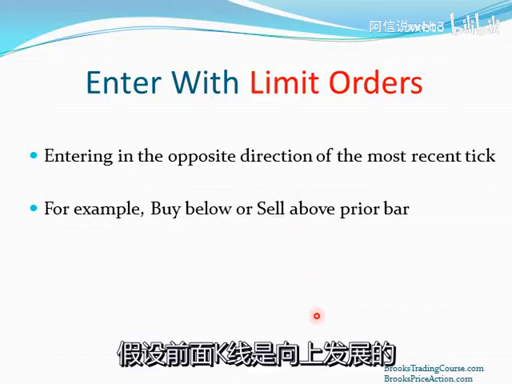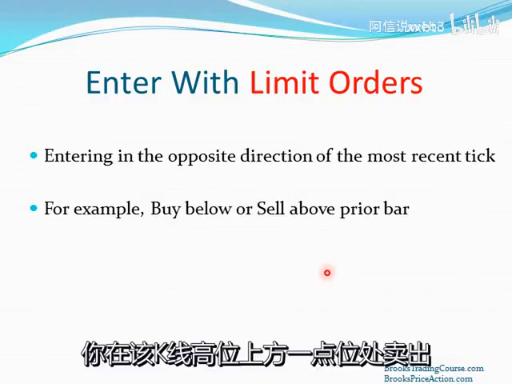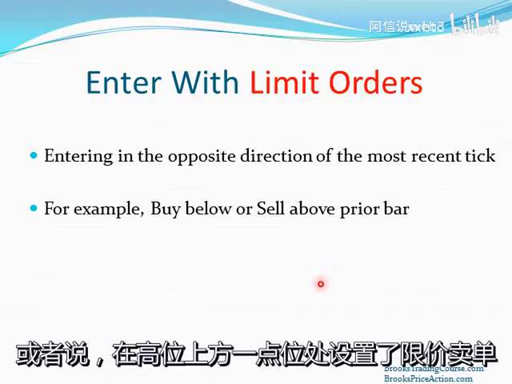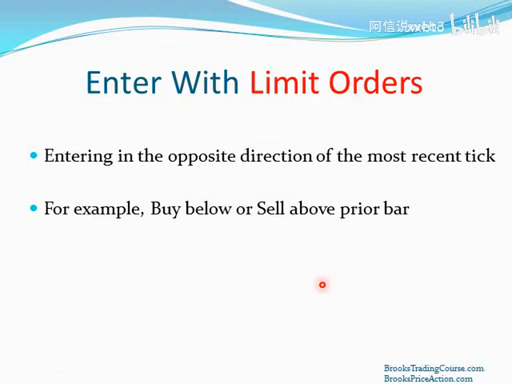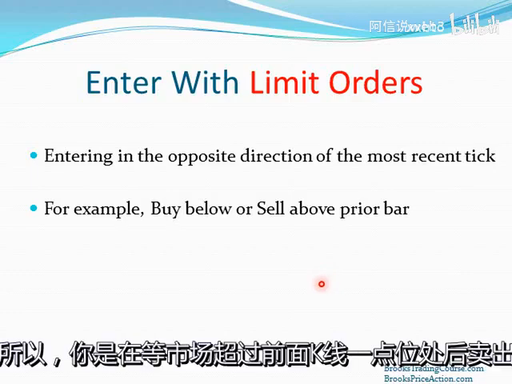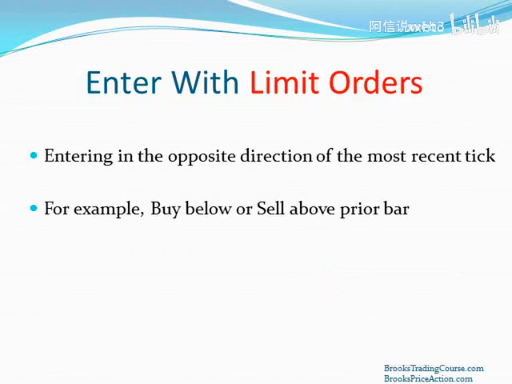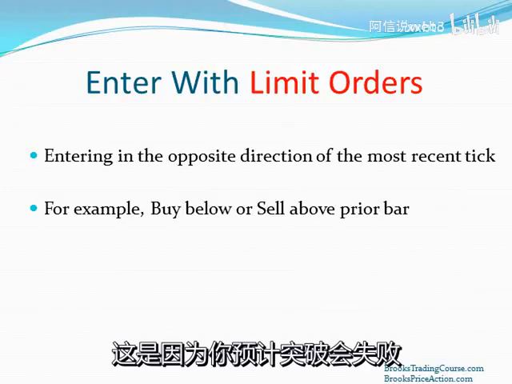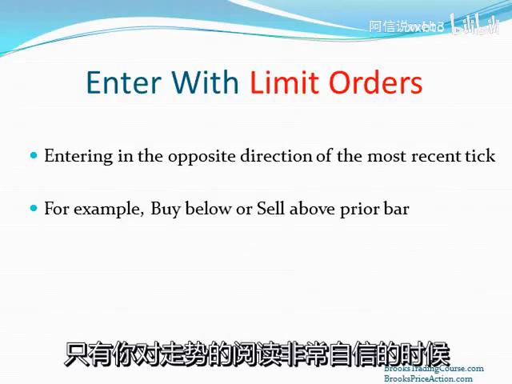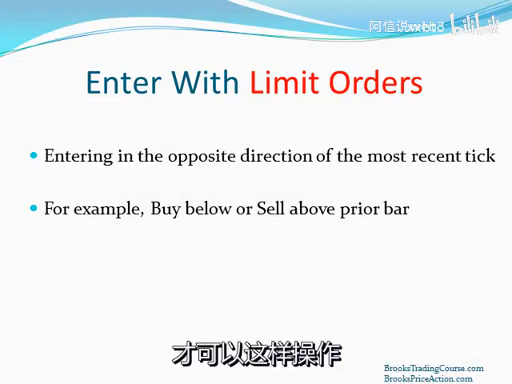For example, it's buying below the low of the prior bar or selling above the high of the prior bar. So let's say the prior bar goes up, and you sell one tick above the high of the bar, or at the high, you place a limit order at the high of the bar to go short. You're selling as the market's going above the high of the prior bar. So you're betting that the breakout will fail, and you should only be doing that if you're very confident with your ability to read charts.